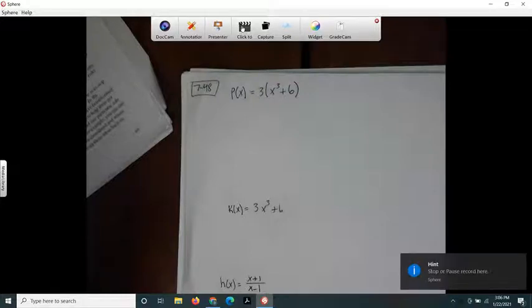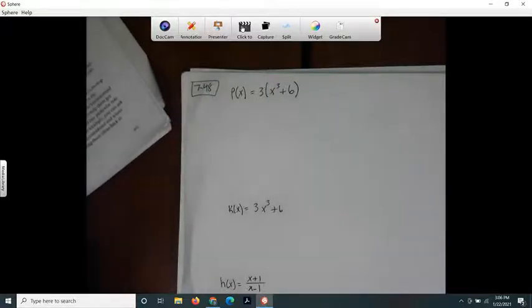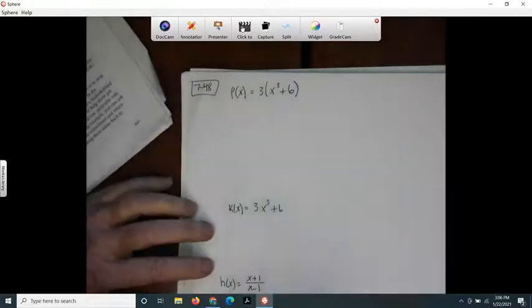And it says, what is the inverse of each of the functions below? Write your answers using function notation. So the inverse is what would undo it. So there's two ways to do it. You can either just turn this into a y. I'll do that over here.